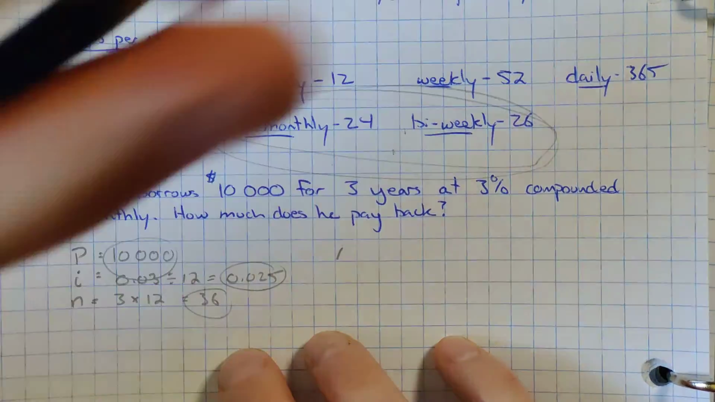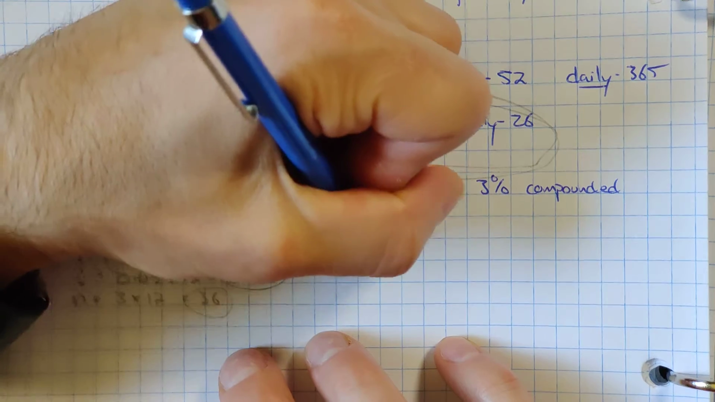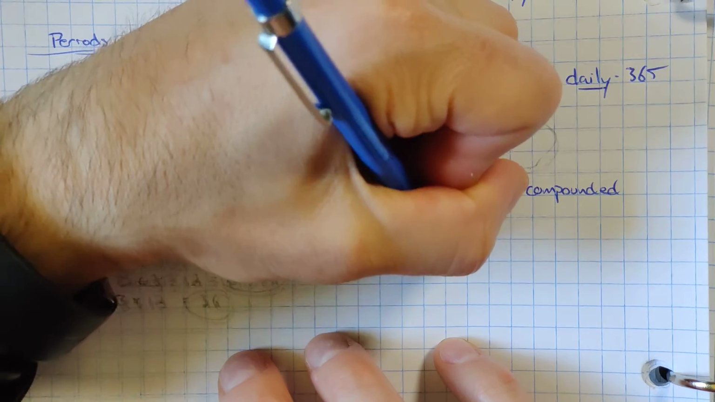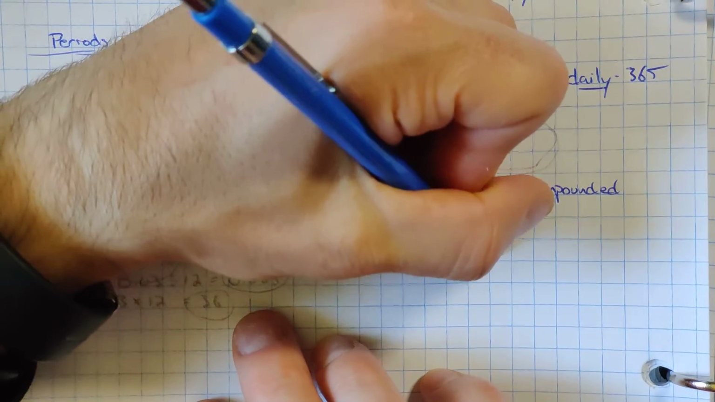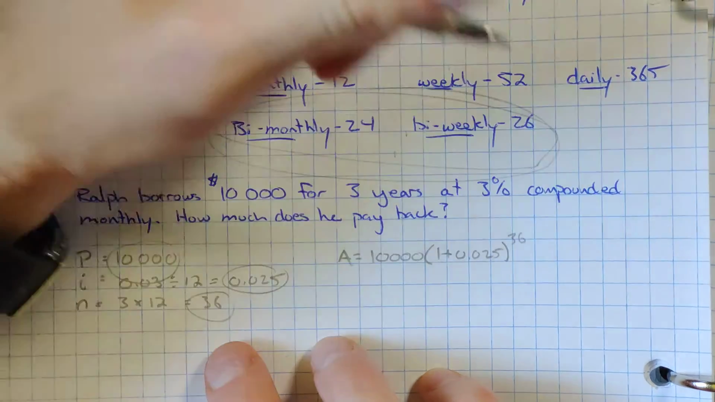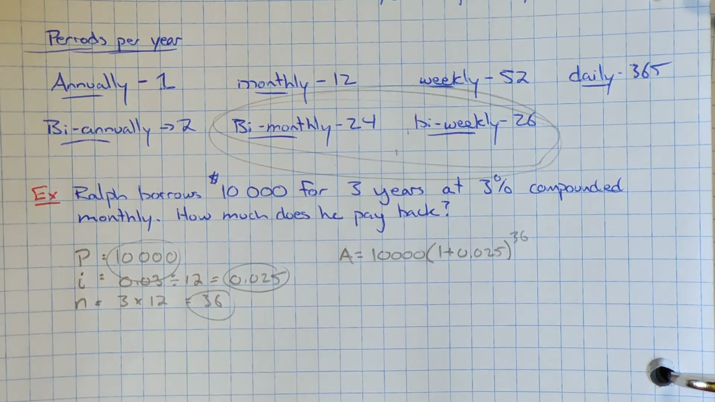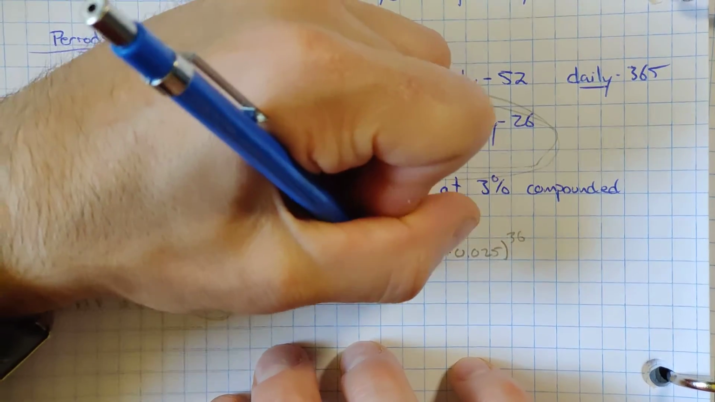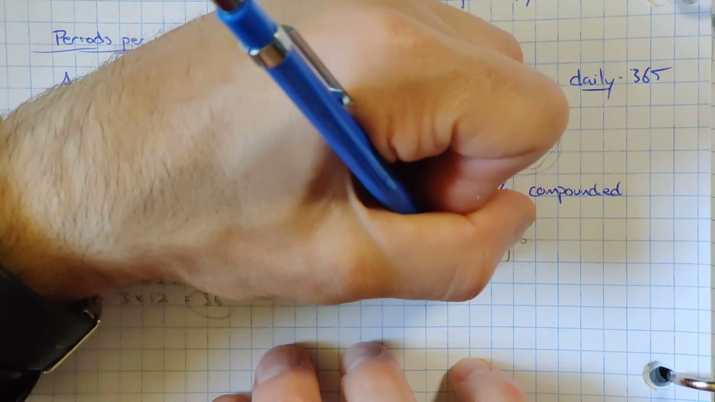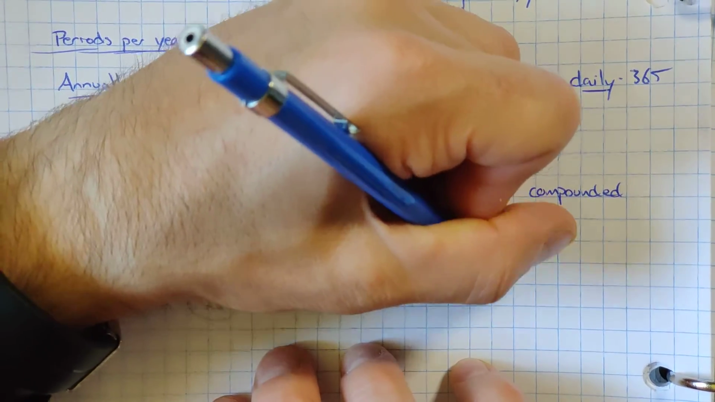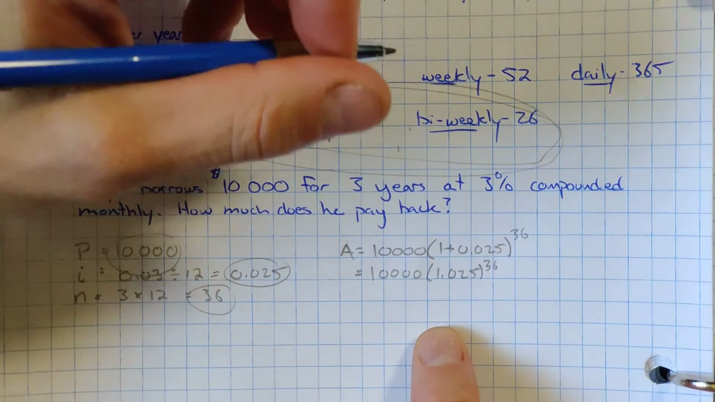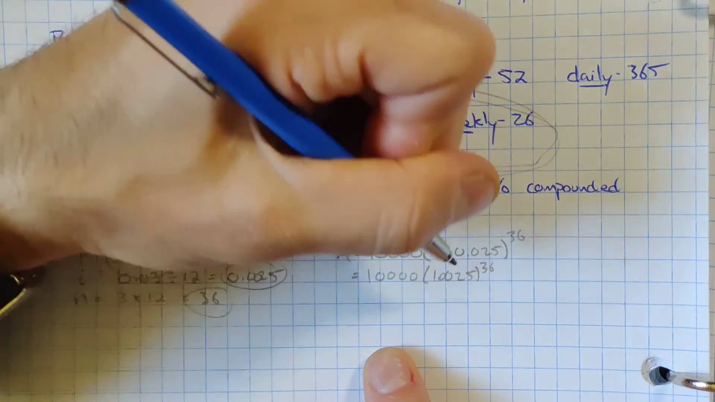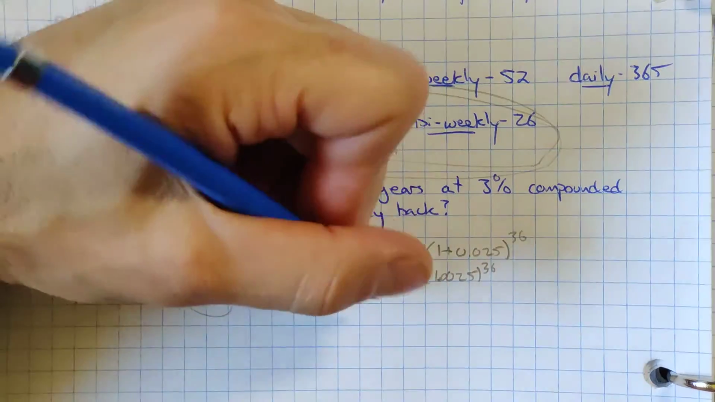Our amount equals the principal, 10 grand, times 1 plus 0.0025, to the power of 36. That's our calculation. You can type this directly in your calculator, or a lot of times we just like to do this one addition first. Added those up. That should be 2 zeros, by the way: 0.0025. My mistake on that one.